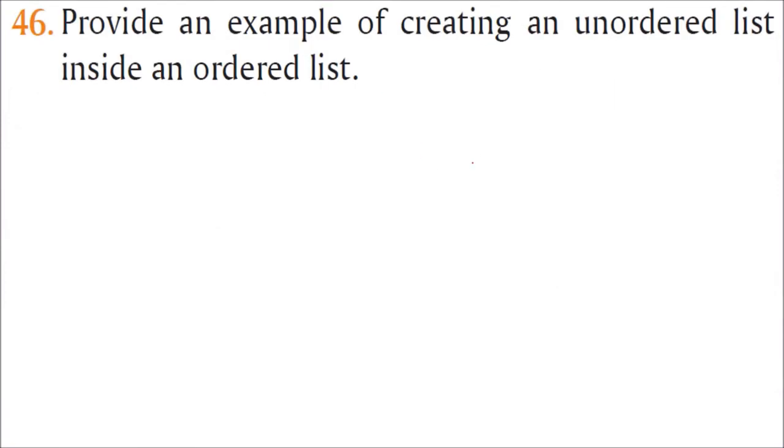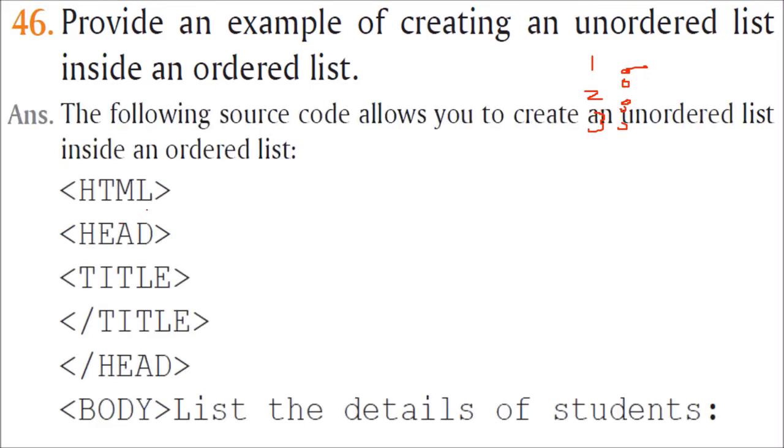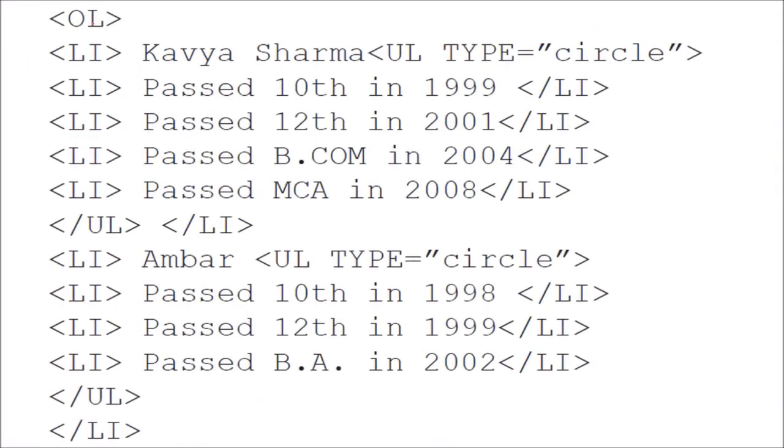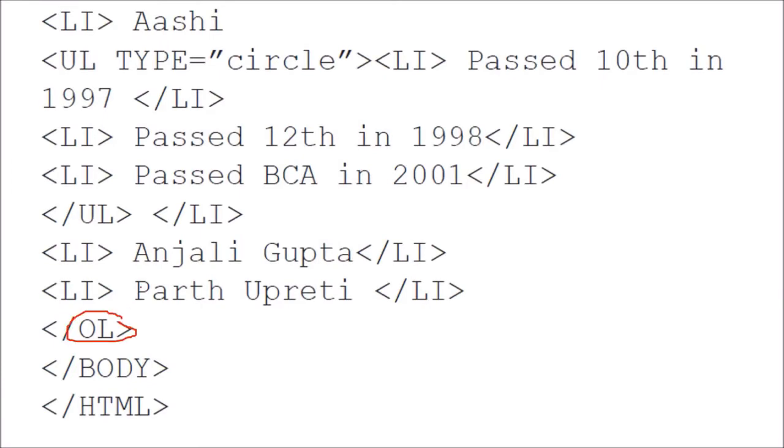Provide an example for creating an unordered list inside an ordered list. An unordered list inside an ordered list means you have 1, 2, 3 like this, and inside this you have this unordered list. So let us take an example. We are writing HTML. This is the list of details of a student. Here we start with OL, and this is the ordered list which we are creating. And see, we are ending here with the OL. So this is the main list, so this will be the ordered list.